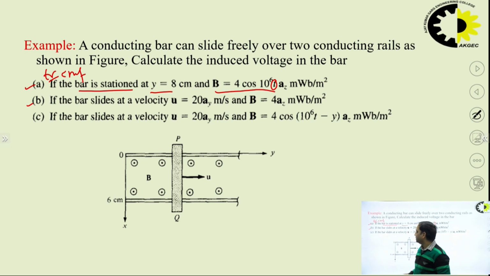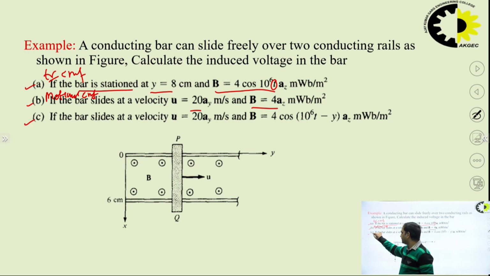Now come to the second case: the bar slides at the velocity u and B is 4 a_z. It means B is not a function of t, so B is stationary. So this is the case of motional EMF. The EMF which is generated is the motional EMF.